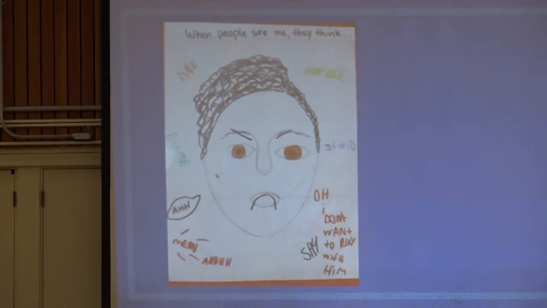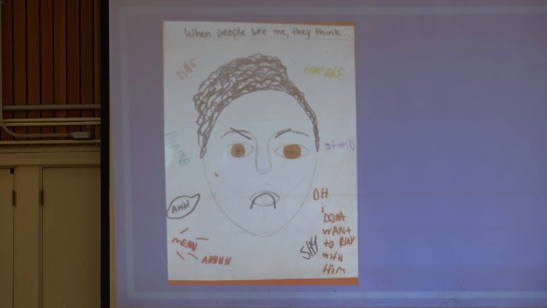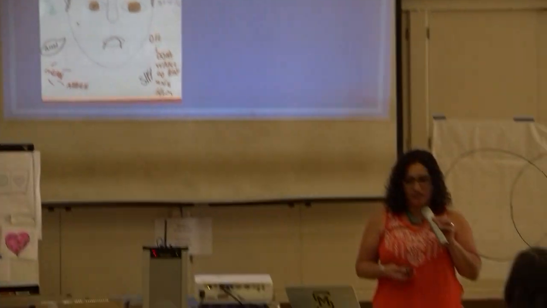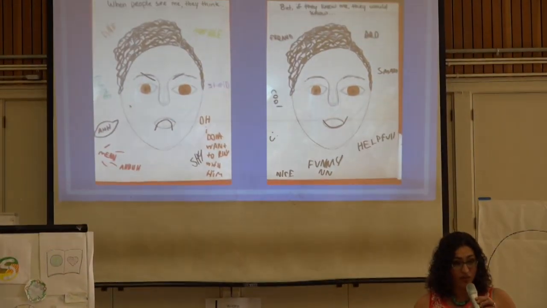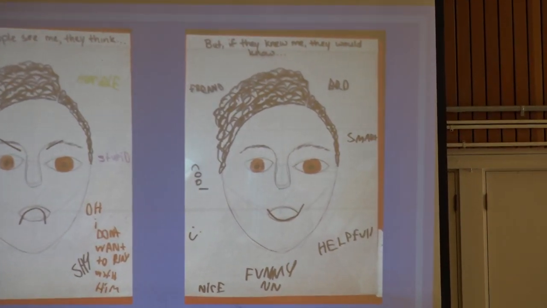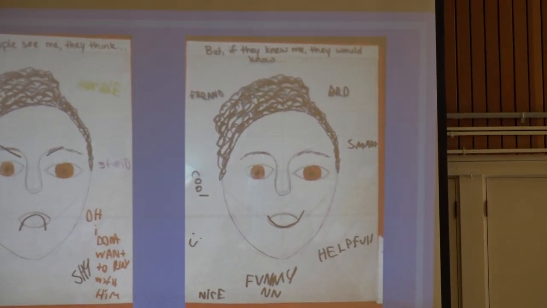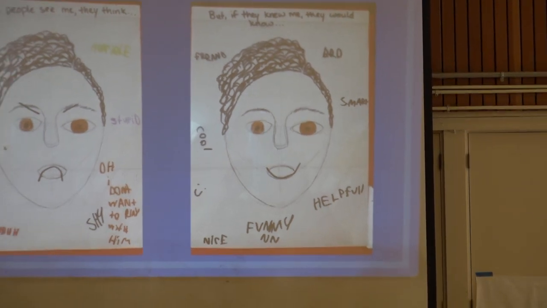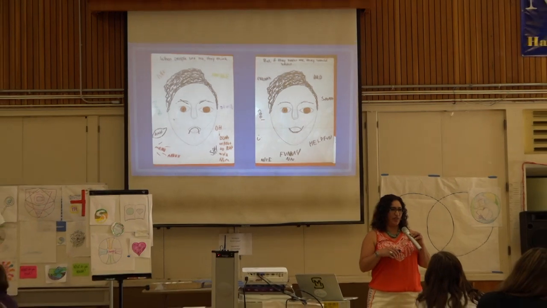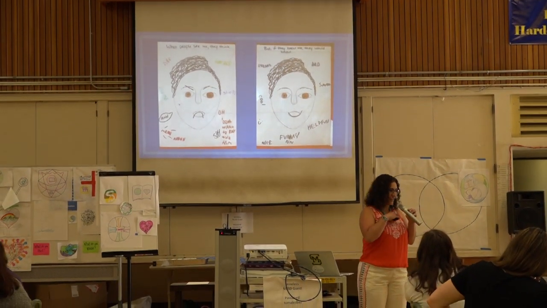This young man, this is a third grader. He wrote, fine. He also wrote, mean, oh, I don't want to play with him. Shy, horrible, stupid, dumb. And then I said, if people really knew me, they would know. I'm a friend, I'm cool, I'm nice, I'm funny, I'm helpful, I'm smart, I'm a bro. But that processing is really important for kids. To say, yes, people might think this about me, but that's not who I am, that's not what I am.